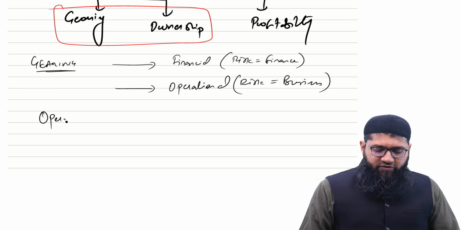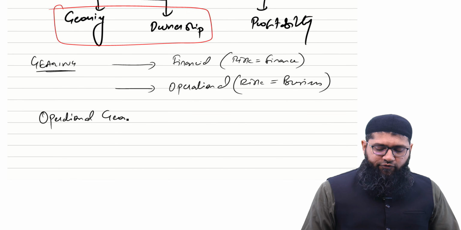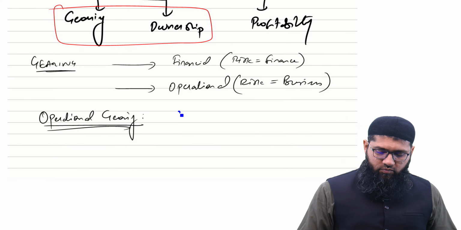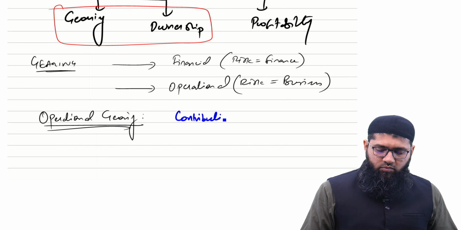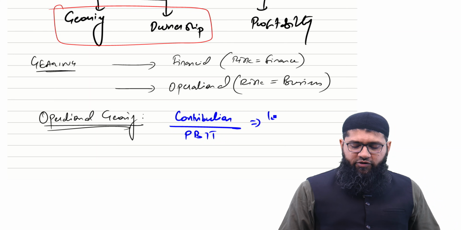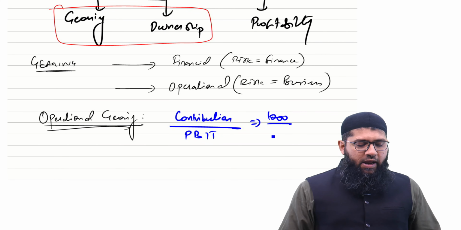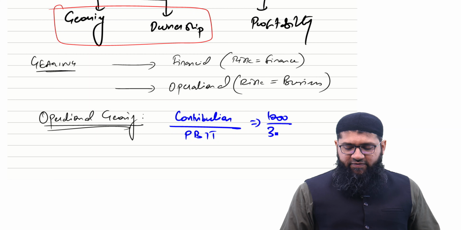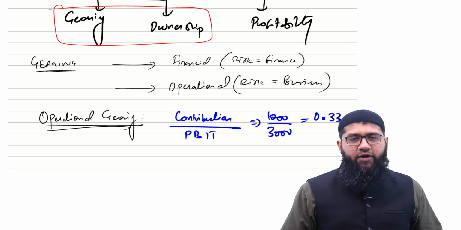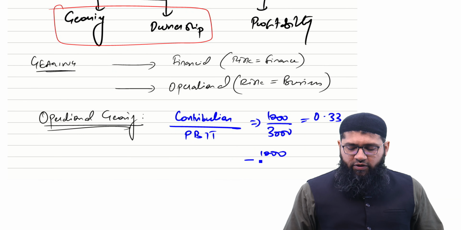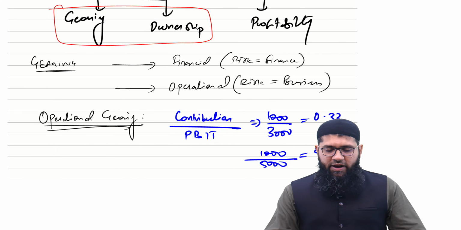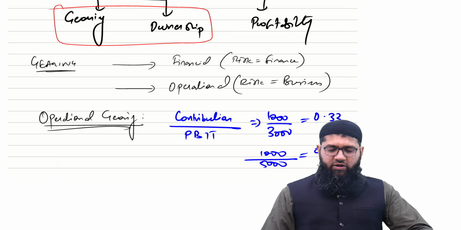Now, there is one formula for the operational gearing, which is the contribution divided by PBIT. So let's say if you as an entity have a contribution of 1,000 million and your profit before interest and tax is, let's say, 3,000 million, you have got 0.33. Similarly, if this 1,000 and this is 5,000, this is going to be 0.20. Now, what actually happens is that the operational gearing tells you what?